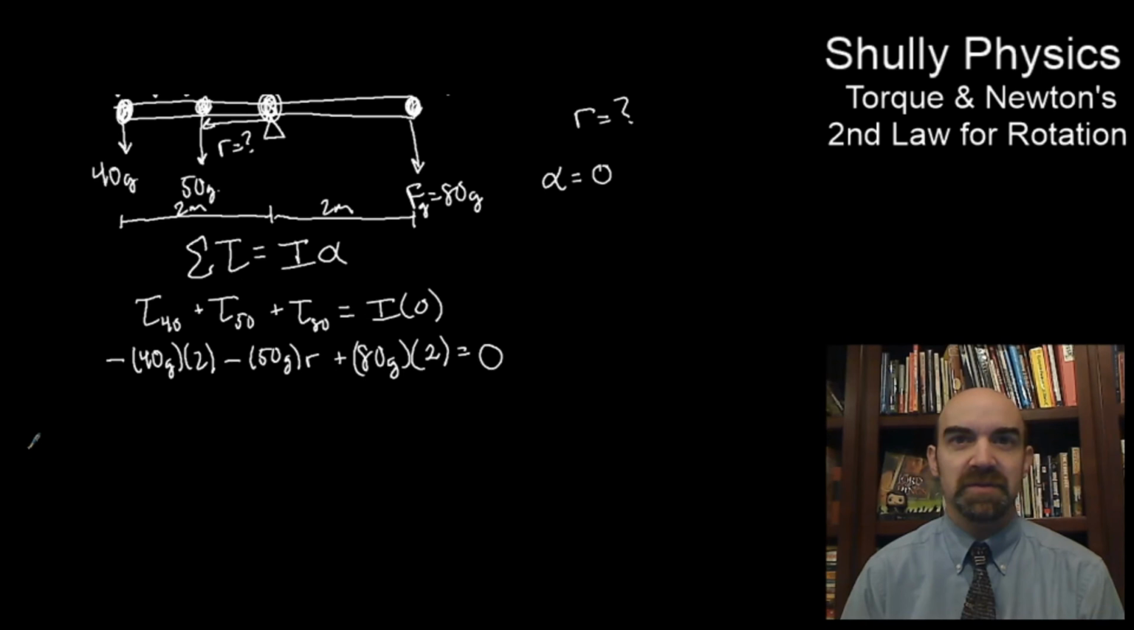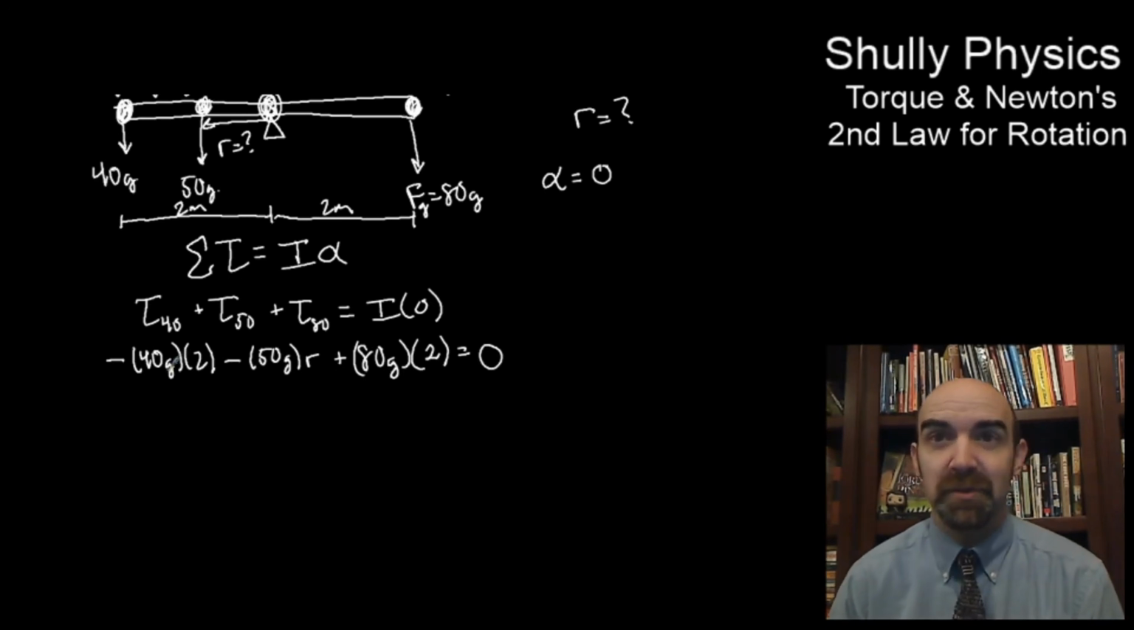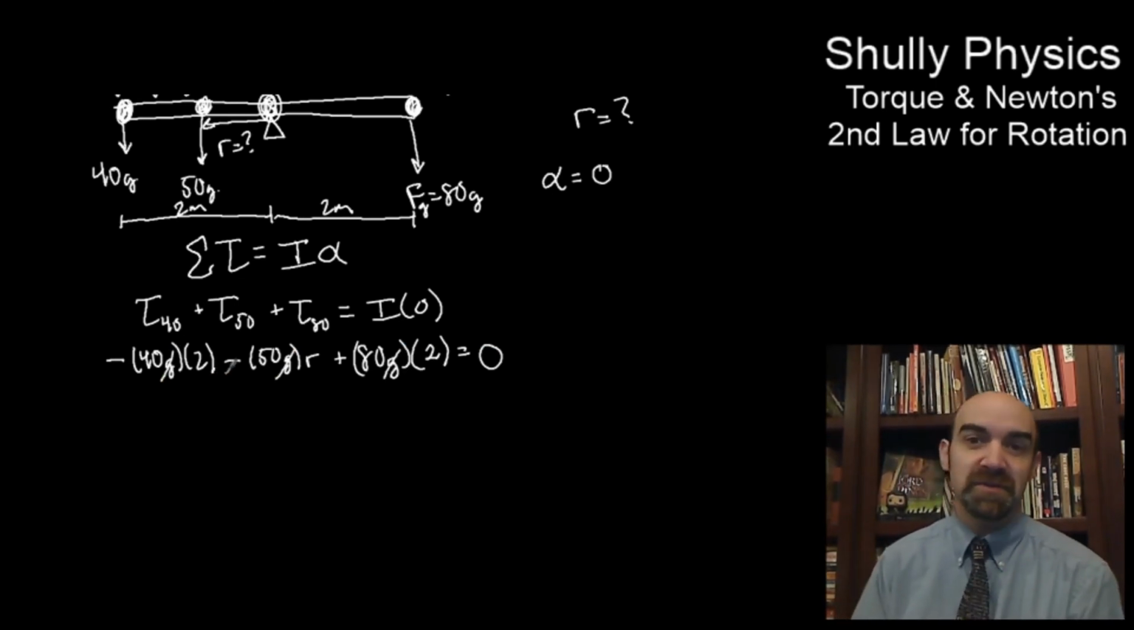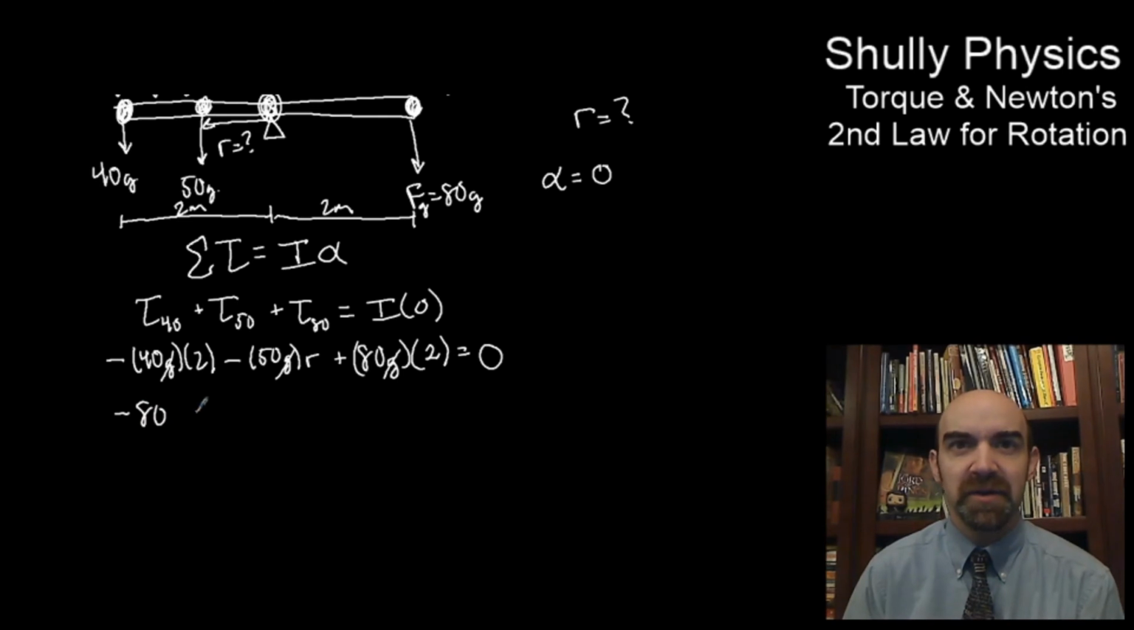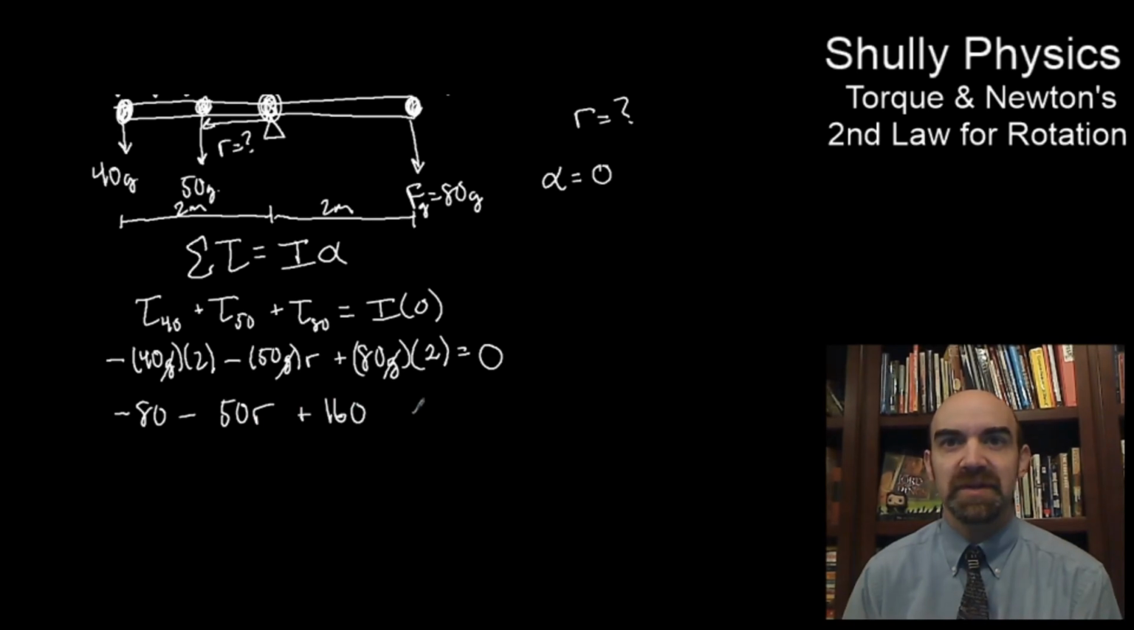There's a couple ways to solve this. One, we can plug in the 9.8, but because we've got a 0 on this side, I could actually divide every one of these terms by 9.8, and those g's cancel. So just for simplicity, I'll do that right now. We have a negative 80 over here, we have a minus 50r and plus 160 right there, and all that equals 0.